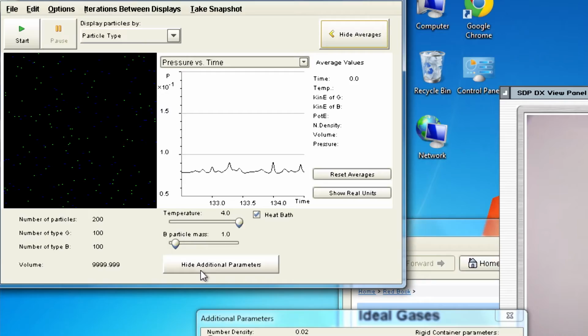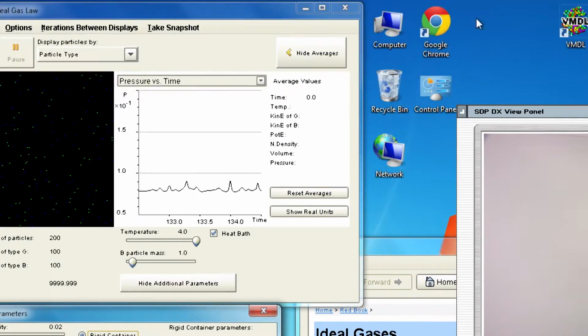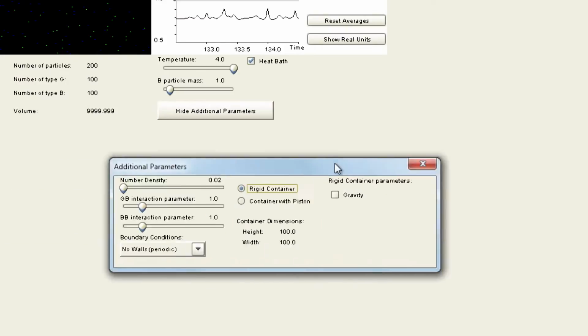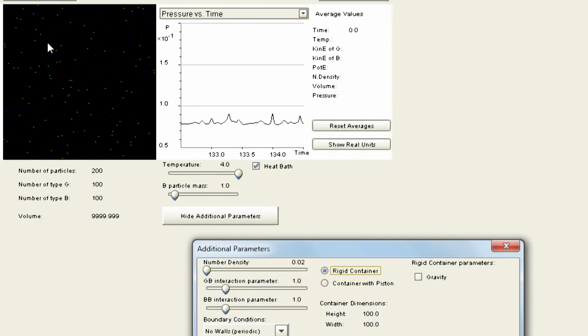Welcome back. Now we are going to look at this section where we will try to emulate all four processes rather quickly, because now you understand this is a simulation of ideal gas law in your VMDL lab, and we are starting with the additional parameters here. Let me bring them up, and let's make this full screen. And if you look at here, the number density is very low and it's all gas phase.